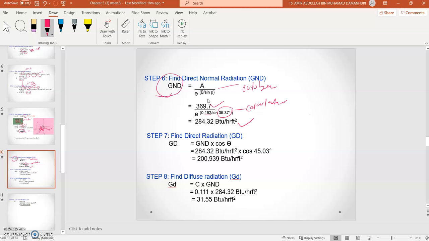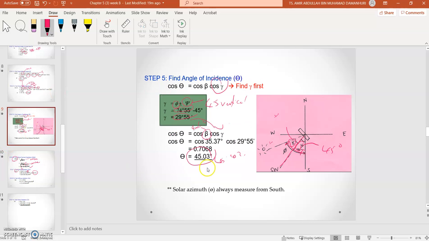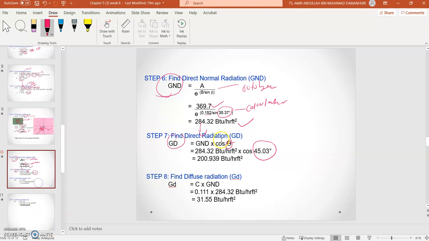So next one, after we calculate the GND, we have to calculate the direct radiation, which is the GD here. So GND value will be put here, and then the cos theta here. So the cos theta is based on the previous calculation, 45.03 degree. This is the value that we are going to put into the direct radiation of GD here. Then next one, we have to calculate the diffuse radiation.